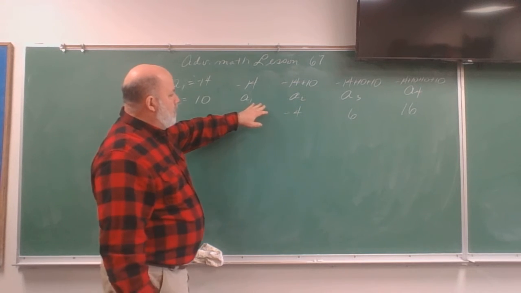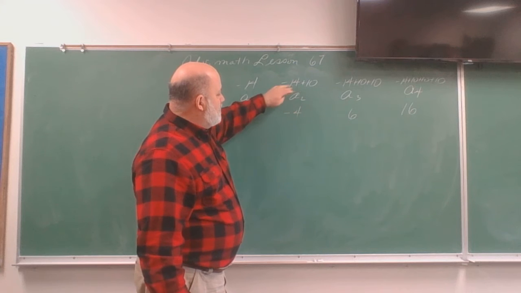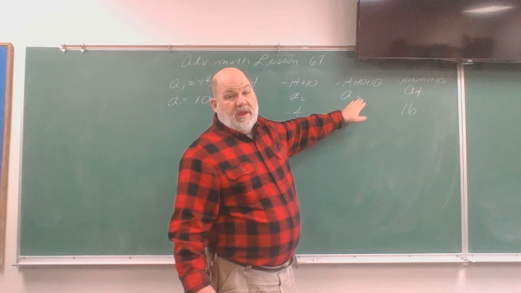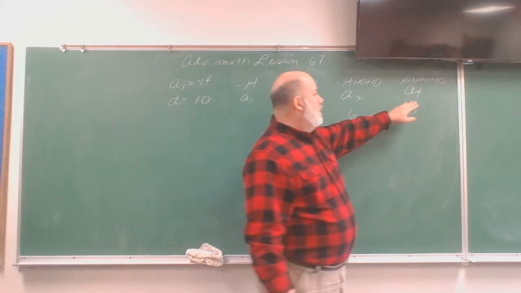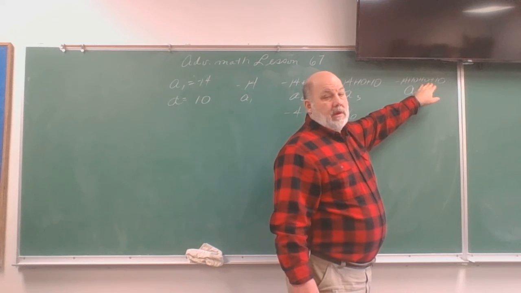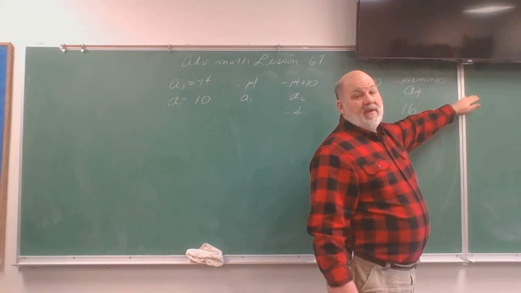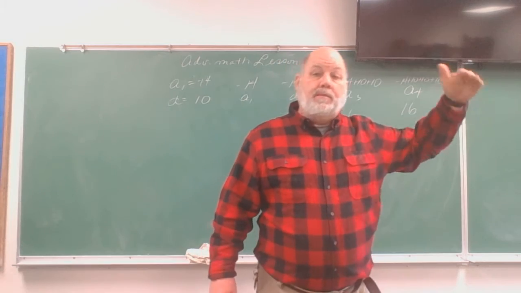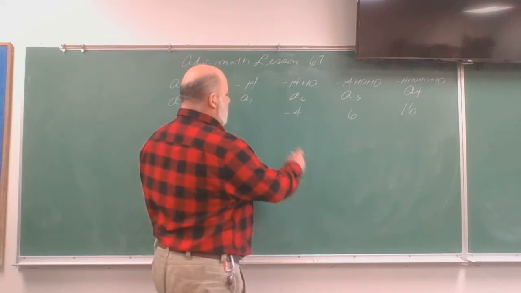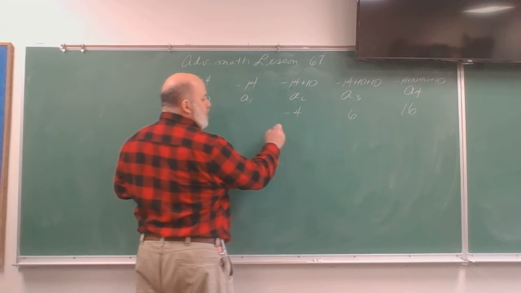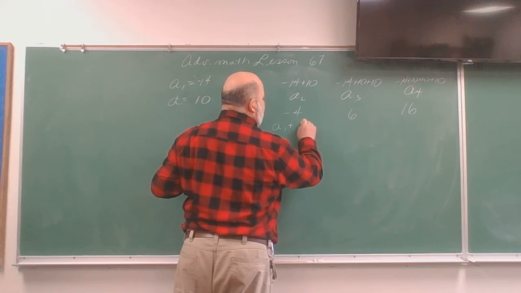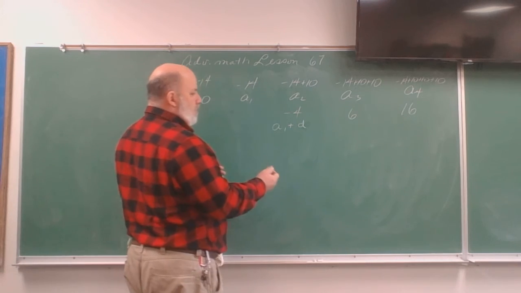We notice here that in our second term, we added 10. In our third term, we added 10 twice. In our fourth term, we added 10 3 times. If we were doing a sub 5, we would have our first term plus our difference added 4 times. So this was a sub 1. This was our first term plus our difference, the 10.